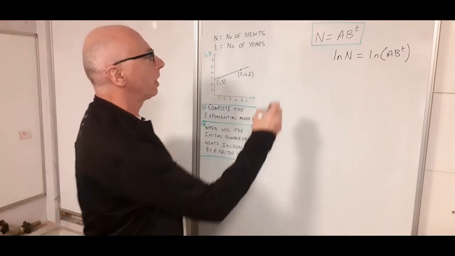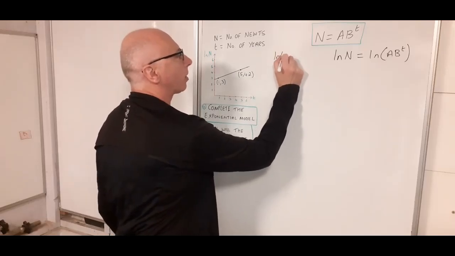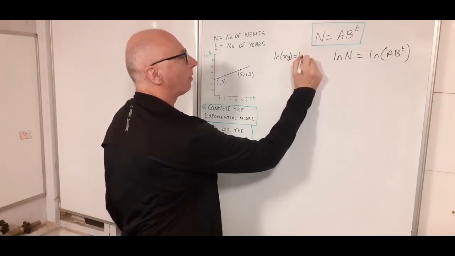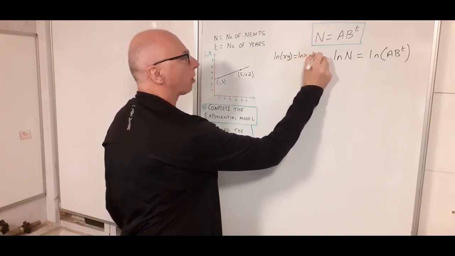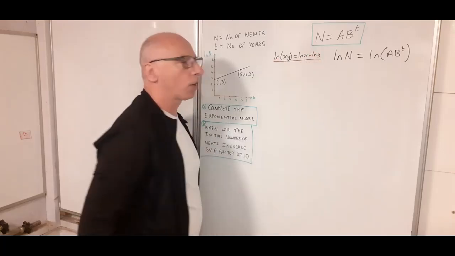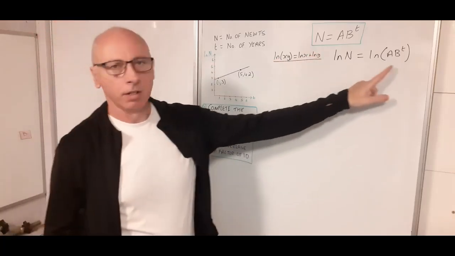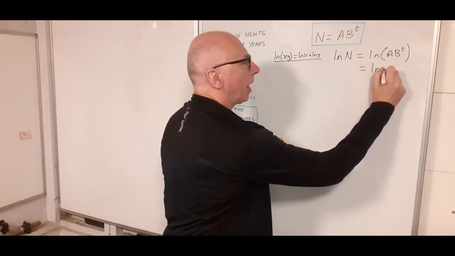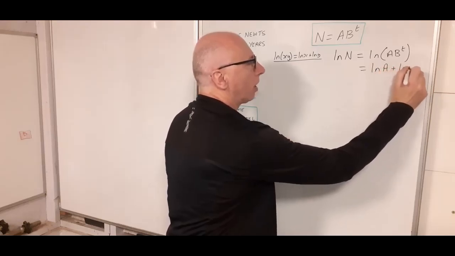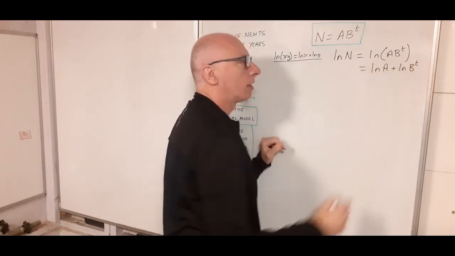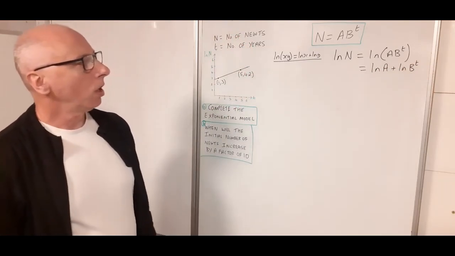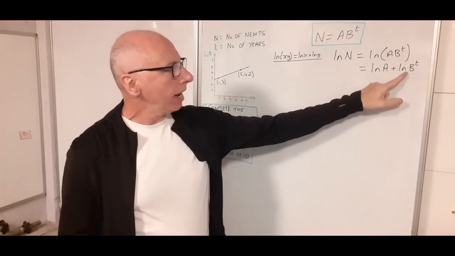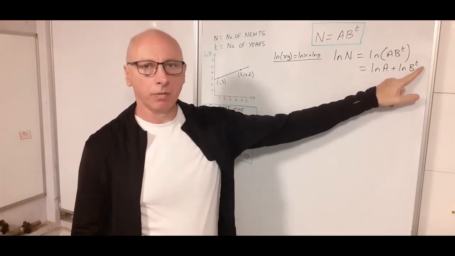Now what I can do is, if I've got the log of xy, that's the same as the log of x plus the log of y. So that's a logarithm rule we can use here. So let's apply that to the right hand side. So then I've got the log of a plus the log of b to the t. Okay, now that's good, we've got that separated. And then now we've got this log of b to the power of t.